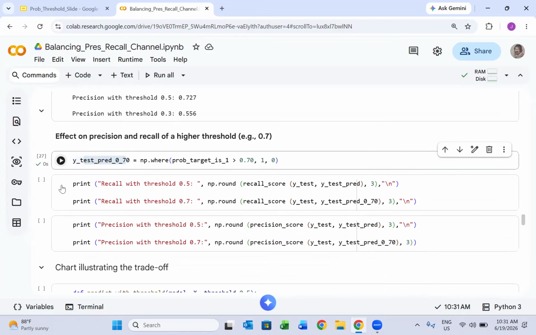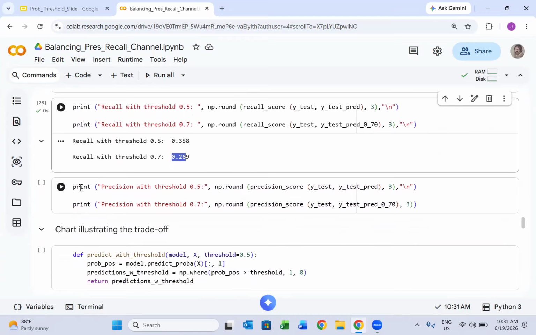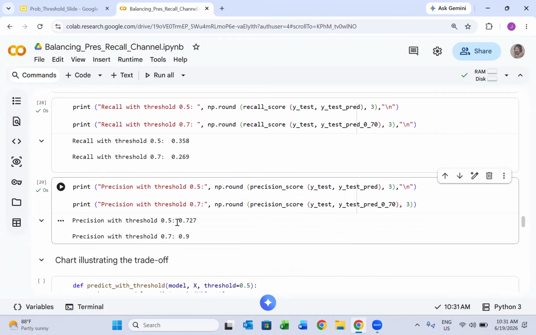And let's see what happens with recall. So recall with 0.5 was 0.358. Now with threshold 0.7 is 0.269. So the recall reduced. It worsened after increasing the threshold. How about precision? Well, precision with 0.5 was 72%. Now with threshold 0.7 is 90%. So it improved.